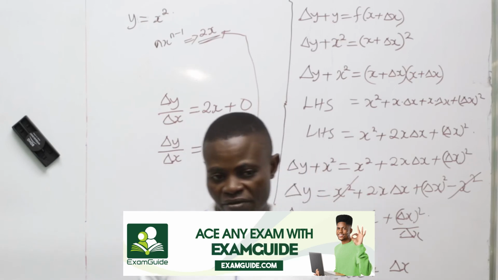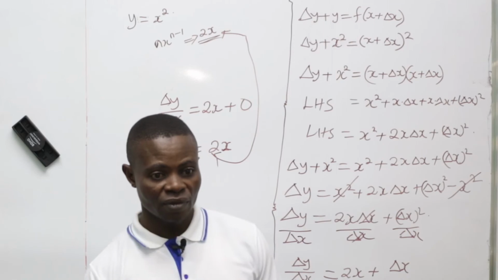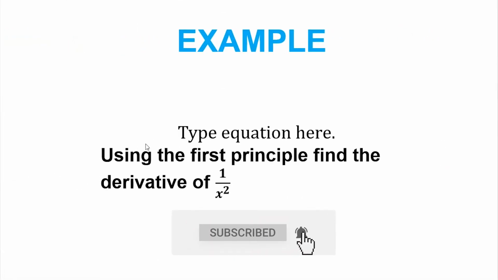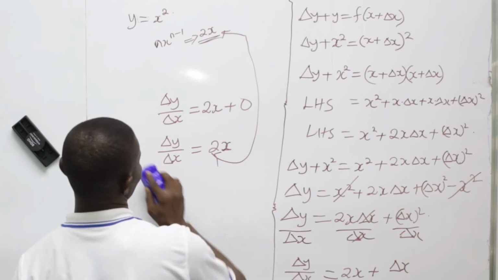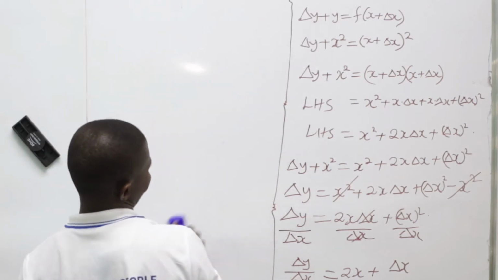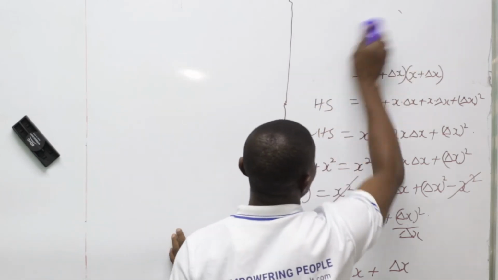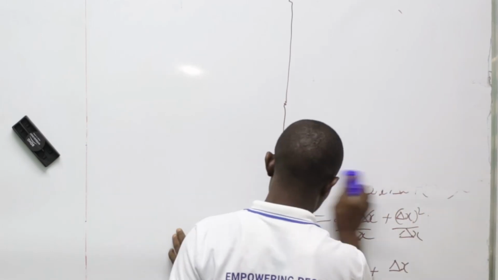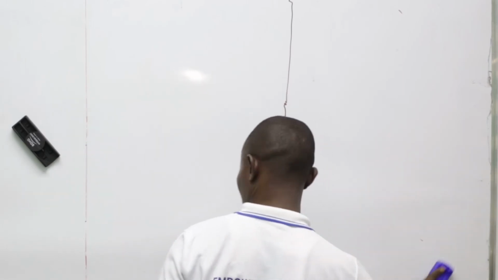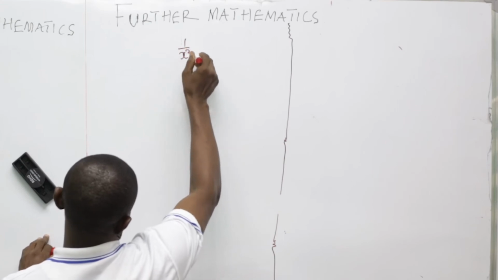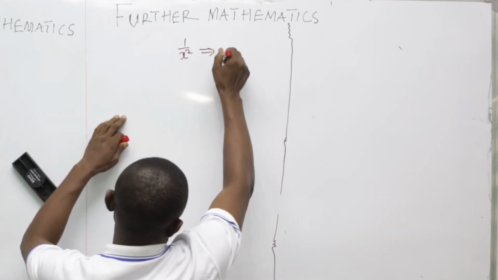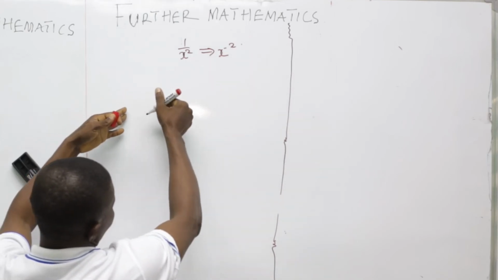Let's see another part that looks as if it's a heavy thing. Anyway, you can see this. Using the first principle, find the derivative of 1/s². Good. In this case, let's see what happens. If this is to be the ordinary one, using ordinary methods, let's see what will happen. According to the law of indices, interpreting this, this implies s to the power of -2. Now, from general methods, our answer is going to be what?